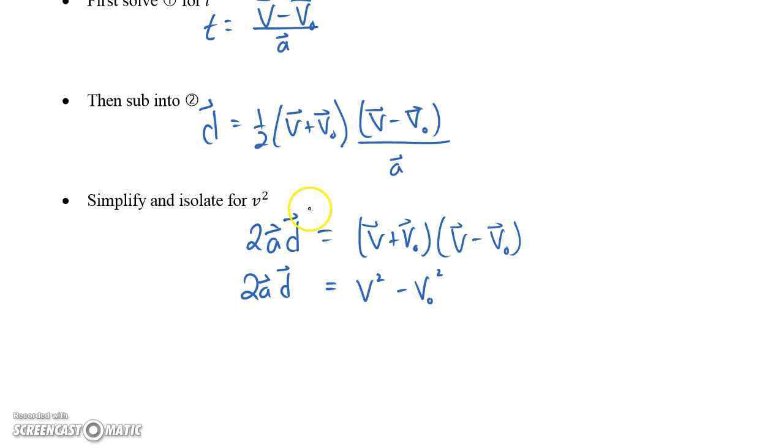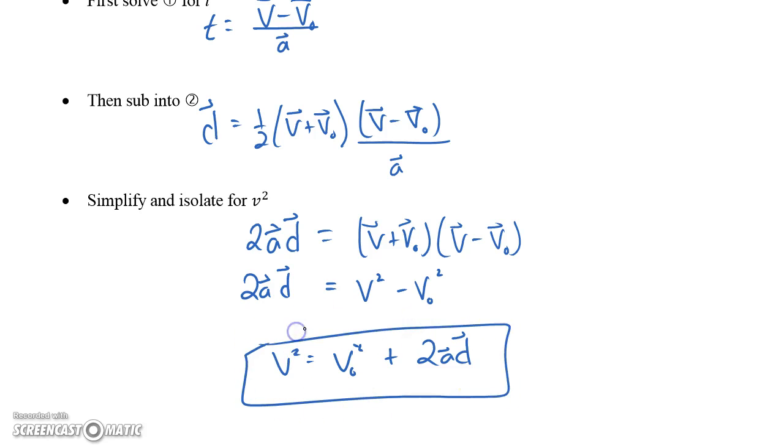And as I said, we're solving for v squared, so we have v squared equals v naught squared plus 2ad. Once the v naught squared gets moved over to the other side, it becomes positive. So we have v squared equals v naught squared plus 2ad. That is our fourth equation, and it is without time, which is very, very useful for us.